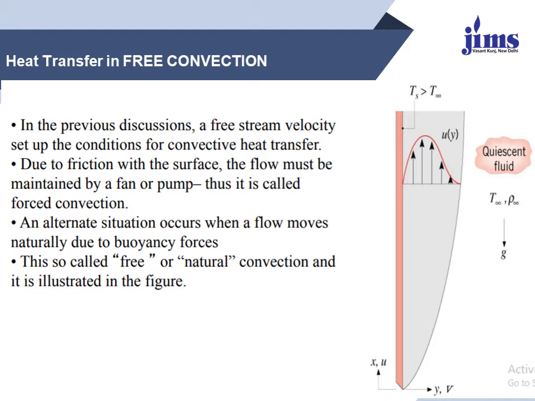In case of natural convection, the Rayleigh number and Grashof number are very important. But in case of forced convection, we can forcefully develop two layers, known as the thermal boundary layer and the hydrodynamic boundary layer. Here, T infinity is the temperature of the surrounding air, g is the gravitational acceleration, rho infinity is the density of the fluid, and Ts is the surface temperature. Always Ts is greater than T infinity.